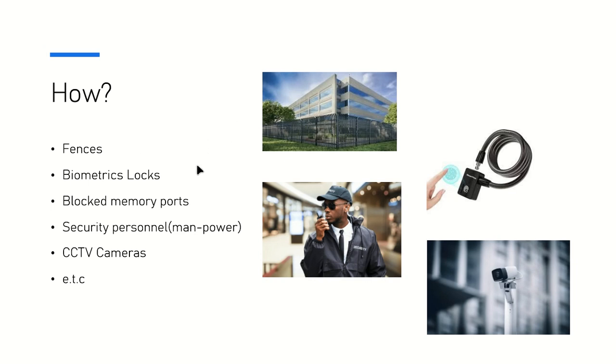We can block things like the memory ports or the USB ports on all the computers in a lab, per se. We can block the USB ports such that you're not able to plug in USBs, because we can have viruses that can spread through USB. Simple things like security personnel, the manpower, the security guards that walk around, or CCTV cameras. Those are the simple pieces that can secure the wired networks.